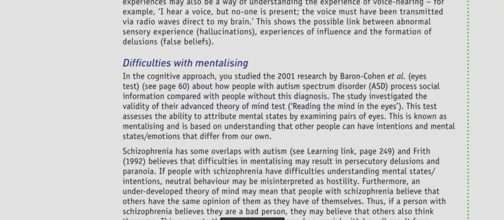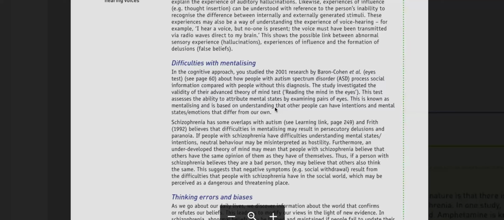Okay. Number two is difficulties with mentalizing. So they're relating this to Baron Cohen, whom we studied when we studied autism spectrum disorder, right? So they're saying the study investigated the validity of an advanced theory of mind test, which was the Reading the Mind in the Eyes test. I hope you remember what I'm talking about. This test assesses the ability to attribute mental states by examining a pair of eyes. This is known as mentalizing and is based on understanding that people can have intentions and mental states that differ from our own.